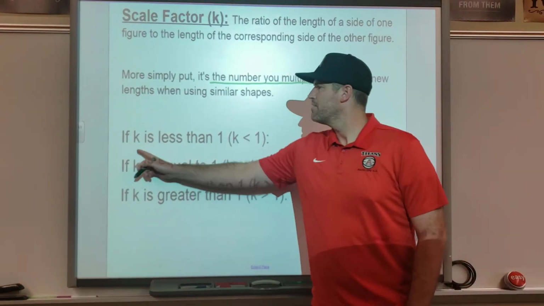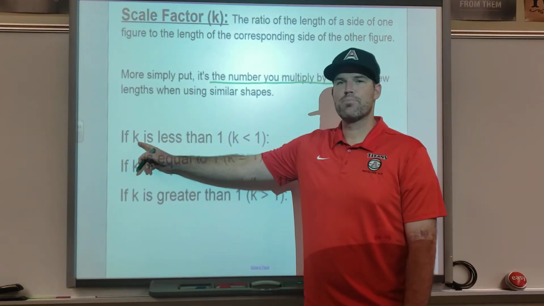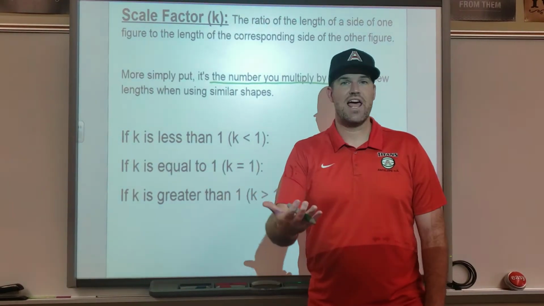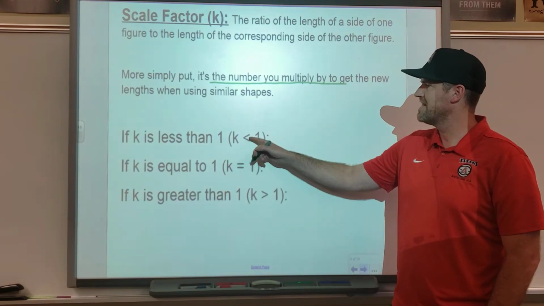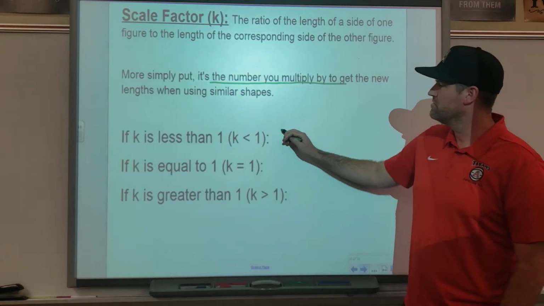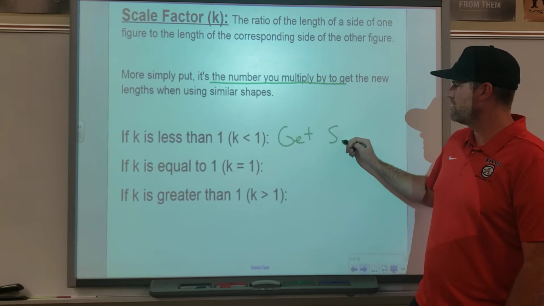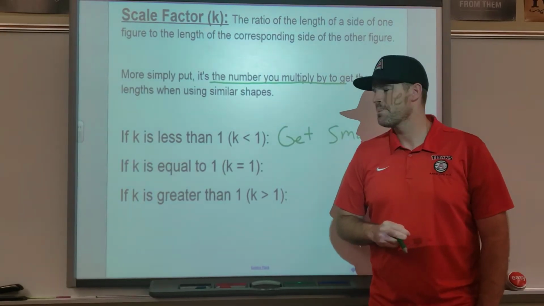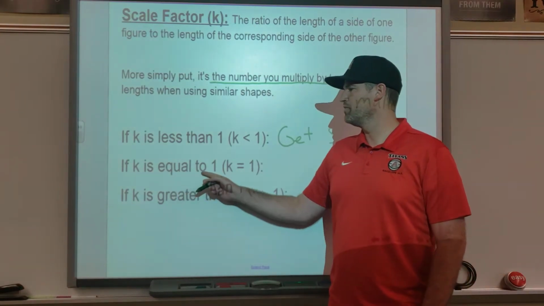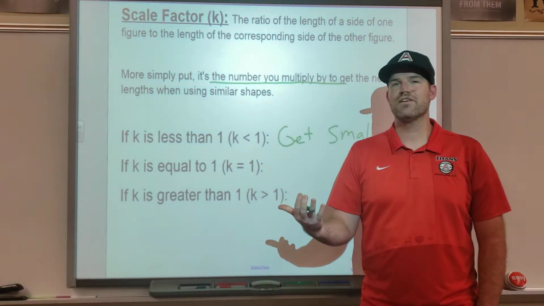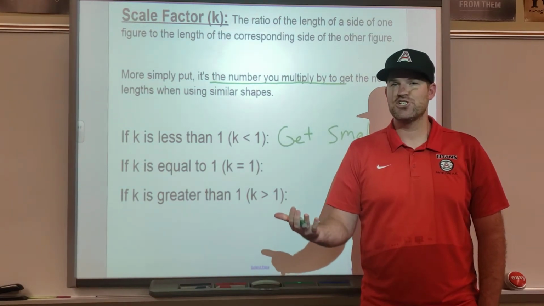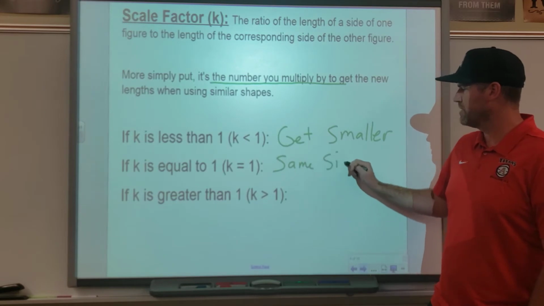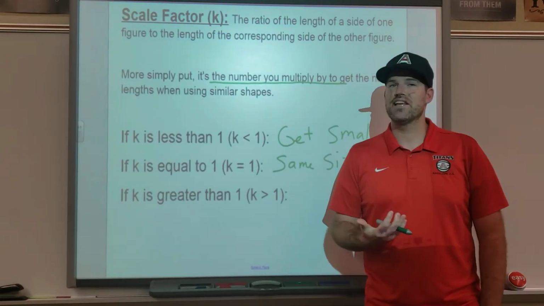So as you probably know at this point, K represents scale factor. And if your K is less than 1, such as 1/2, we know that it is going to get smaller. The new figure will be smaller than the original. If our scale factor is equal to 1, so if we multiply by 1, well, if you multiply by 1, nothing changes. So this will be the same size as the original, which also means that no dilation actually occurred.